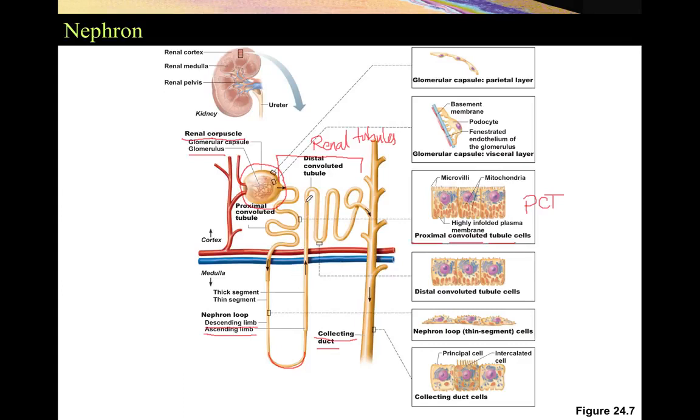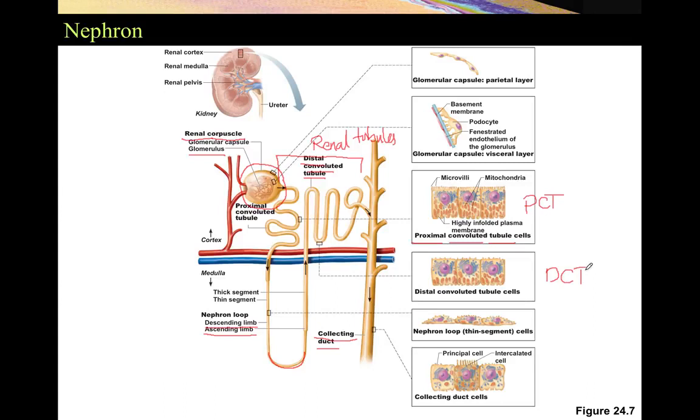You start going up, and then you have, again, a bunch of convoluted tubules, right? So if these were proximal, as in close, these ones are far, so what do I call them? Distal convoluted tubules, which I can also shorthand to DCT.